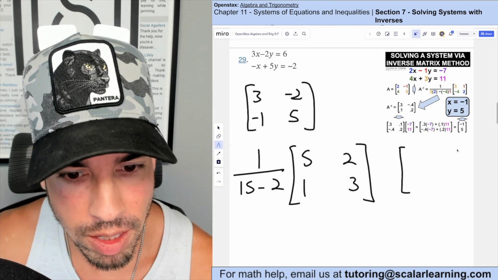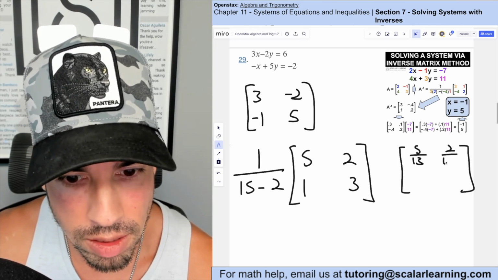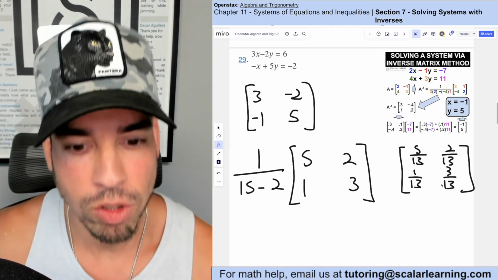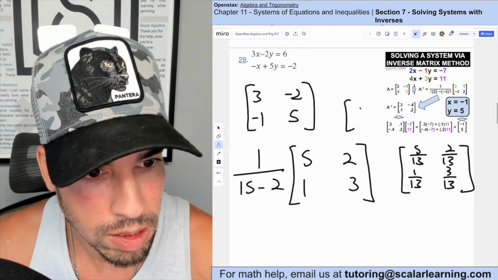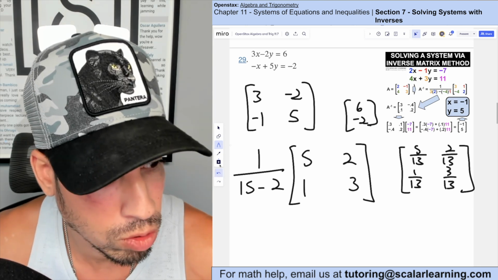As we distribute it in, it's going to be 5/13, 2/13, 1 over 13, and 3 over 13. So that's our inverse matrix. Now to use this to solve, we need that little matrix, which is going to be 6 on top and negative 2 on the bottom. And we got to take the product of these two. So let's make some more room.